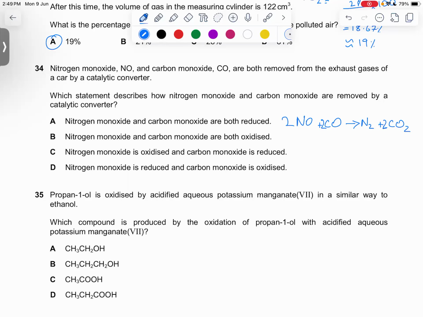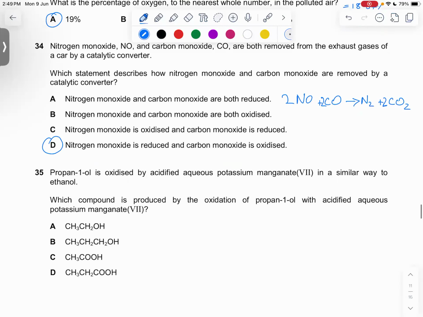Now what do you see? You see that oxygen has been removed from nitrogen and oxygen has been gained by carbon. So nitrogen monoxide and carbon monoxide are both reduced? That can't happen. Both oxidized? That can't happen either. Nitrogen monoxide is oxidized? No, nitrogen monoxide is reduced and carbon monoxide is oxidized. D should be the correct answer.